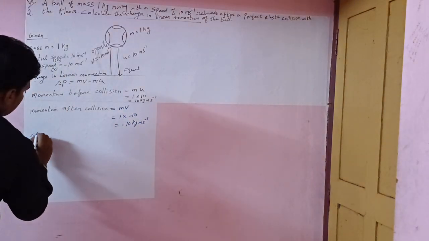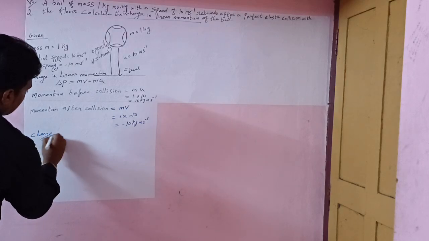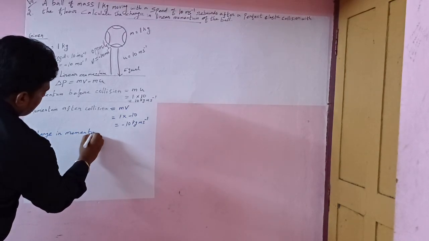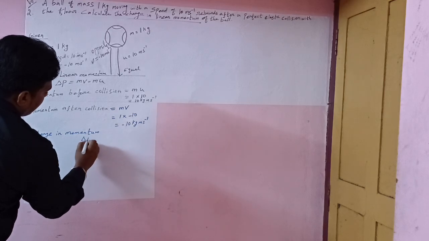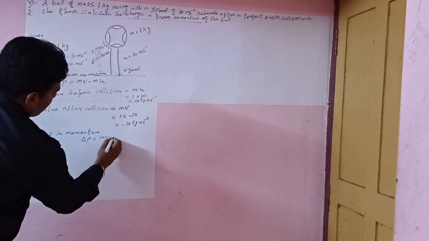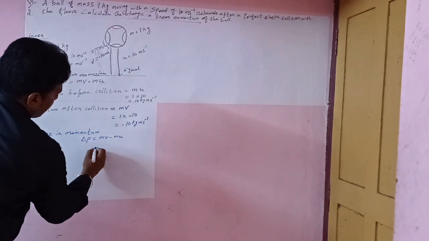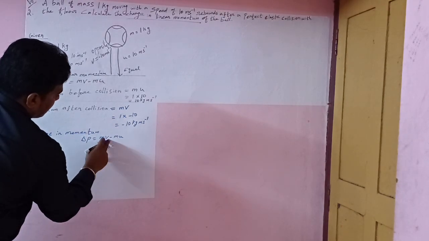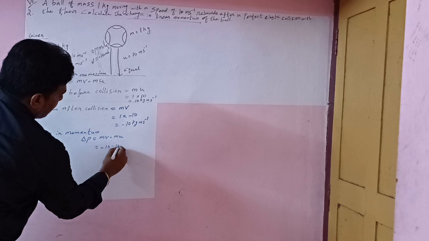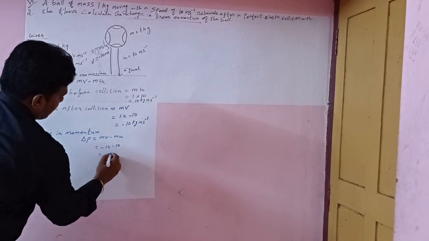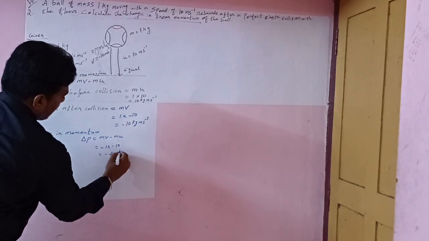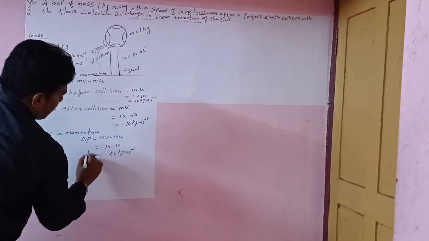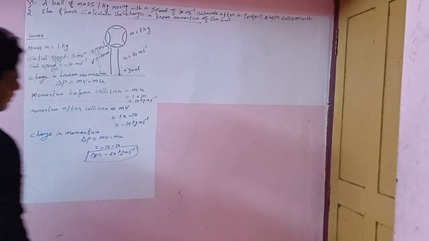Change in momentum delta p equals mv minus mu. What is the mv value? Minus 10. There is also a minus in front of mu, so minus 10 minus 10, we add the values: minus 20 kg m s^-1. This is the delta p value. That's all.